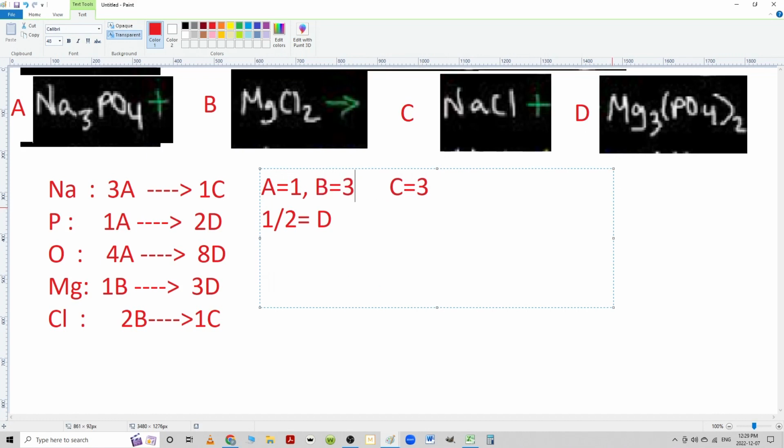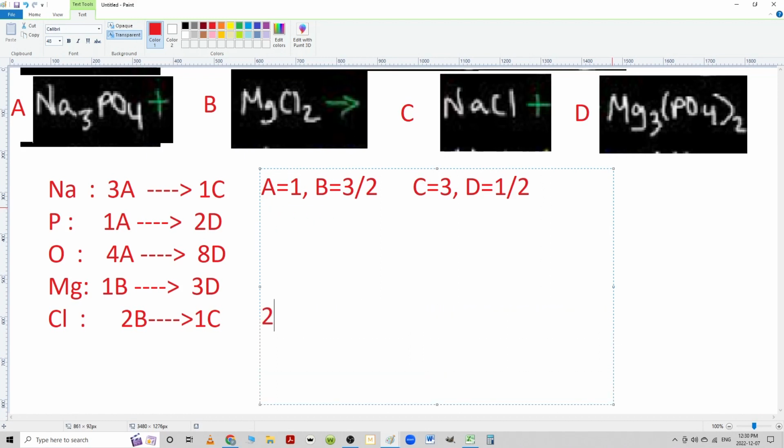B is equal to 3 over 2. By the way, you can solve it all at this stage too. D is equal to a half. And finally, the last one down here, 2B, which we know is 3 halves, is equal to 1C. So if I multiply this through, 2 times 3 halves is equal to 3. We get C is equal to 3. We already knew C, we already knew D. So we have all our solutions already. So I kind of did that erroneously, but it's a good way to prove it.